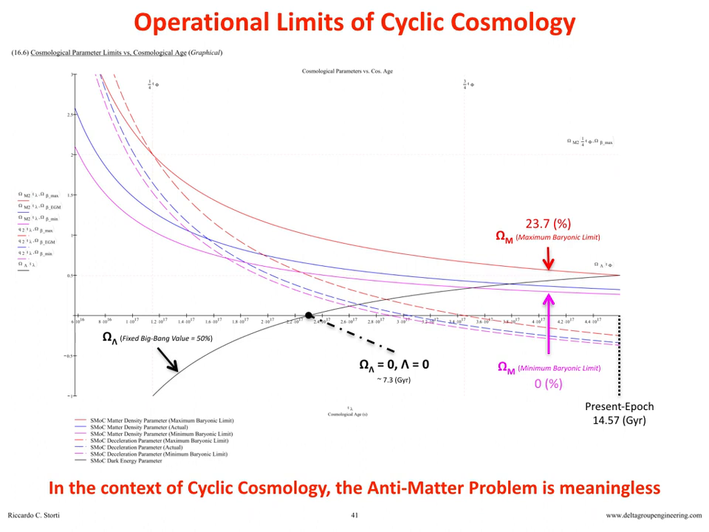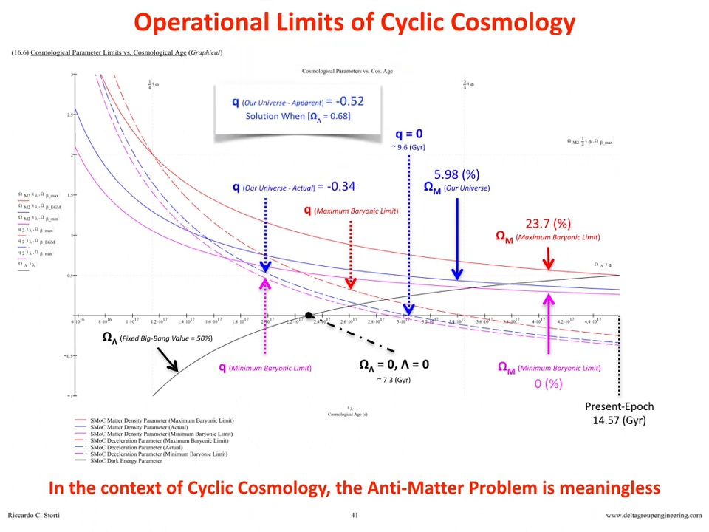The solid magenta line denotes 0% baryonic matter, and the solid blue line represents our universe, which contains approximately 6% baryonic matter. The dashed red line denotes the deceleration parameter associated with the maximum baryonic limit of 23.7%. The dashed magenta line denotes the deceleration parameter associated with the minimum baryonic limit of 0%, and the dashed blue line denotes the deceleration parameter configuration for our universe, with approximately 6% baryonic matter. Note the value of deceleration parameter obtained if one utilizes a dark energy density value of approximately 68%, instead of 50%. Finally, various graphical intercepts between the pressureless matter parameter and deceleration parameter have been identified.